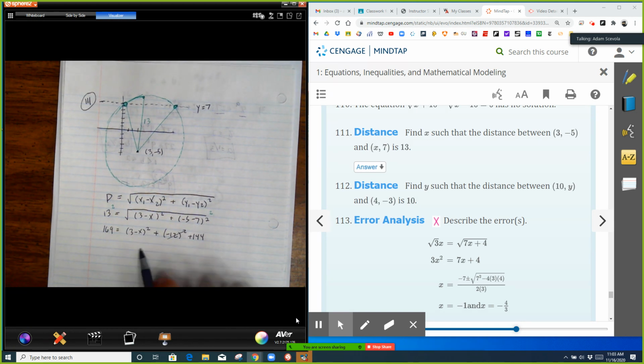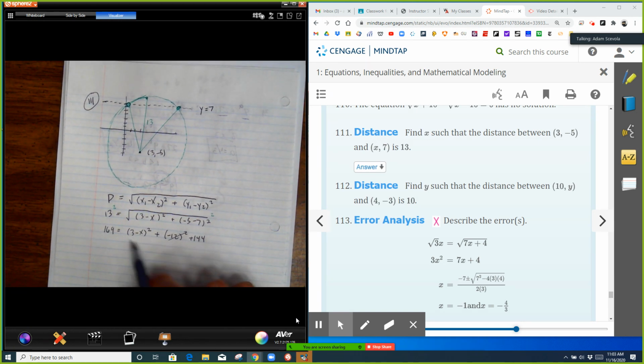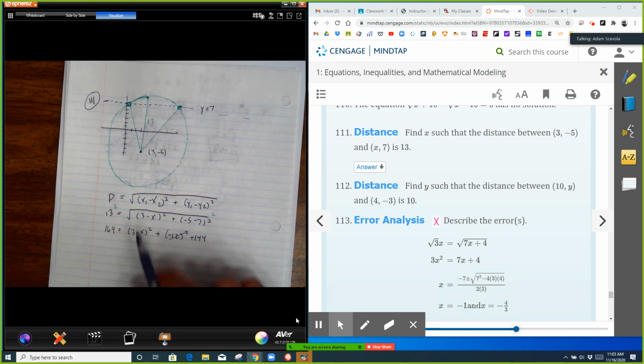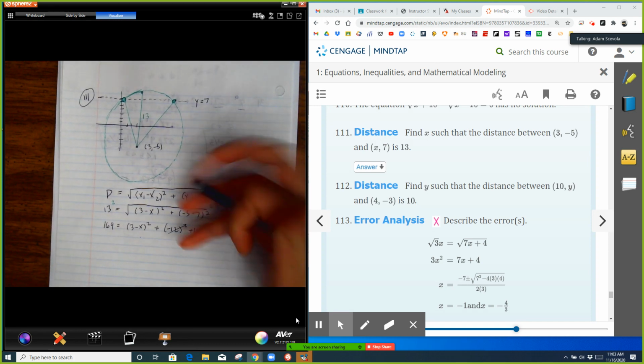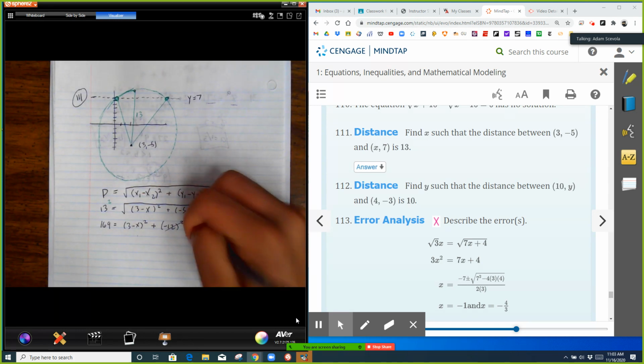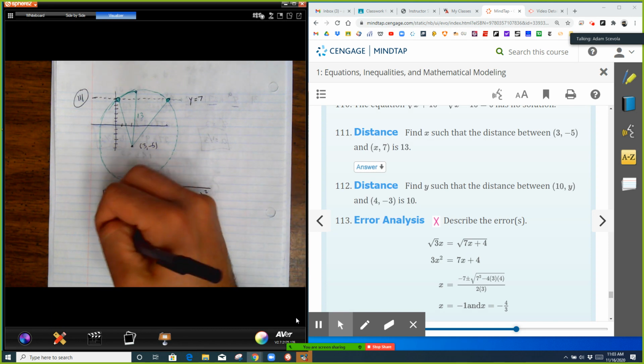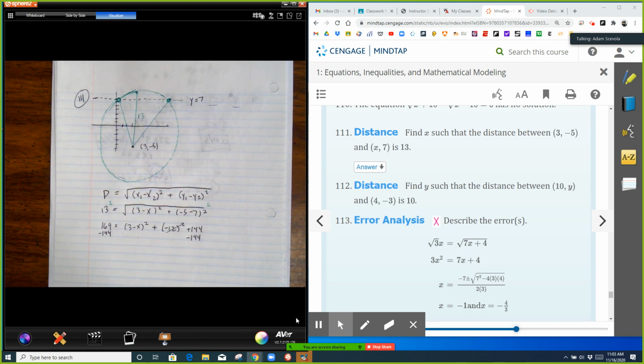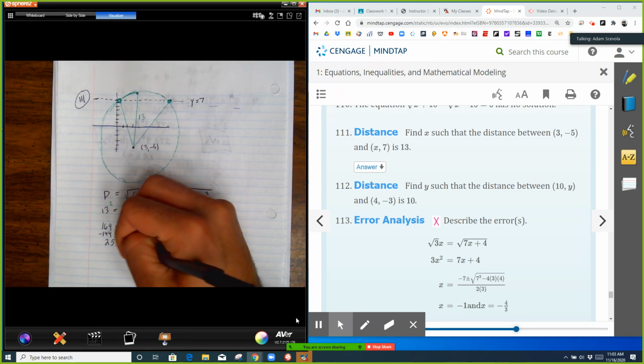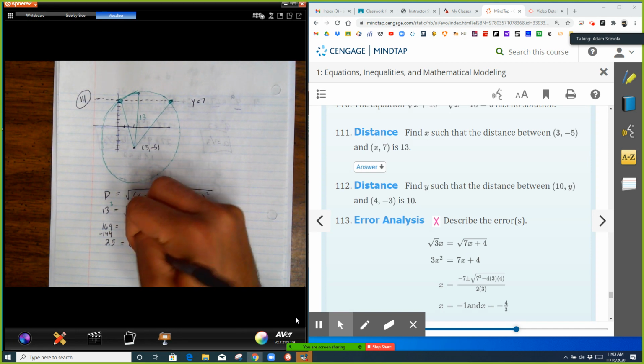And now I'm going to get x alone by taking the square root of both sides. And this is where my two answers come into play. The square root of 25 is going to be positive or negative 5, because if I square 5, I get 25, and if I square -5, I get 25. Then that equals 3 minus x.